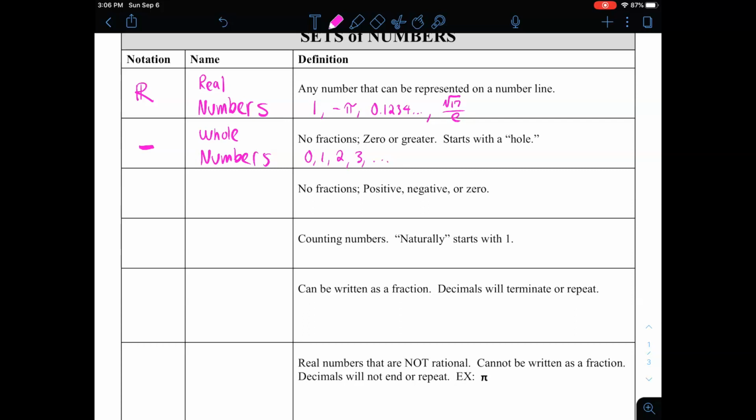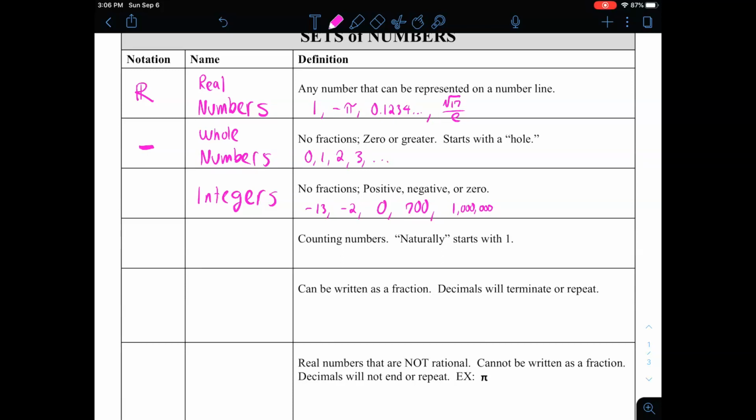Okay? Next, no fractions, positive, negative, or 0. Do you guys know what kind of numbers those are called? For example, that would be like negative 13, negative 2, 0, 700, 1 million. What kind of numbers are those called? It starts with an I. Those are integers. Integers, positive and negative whole numbers.